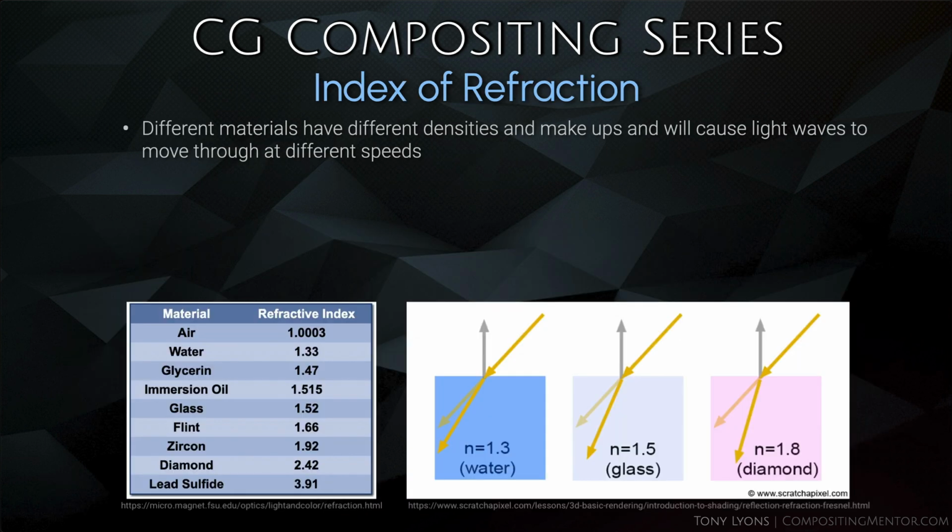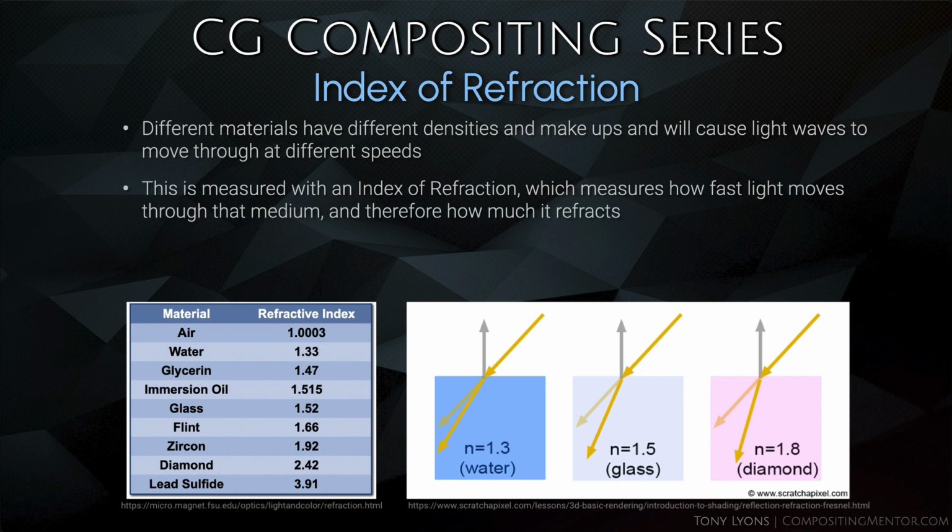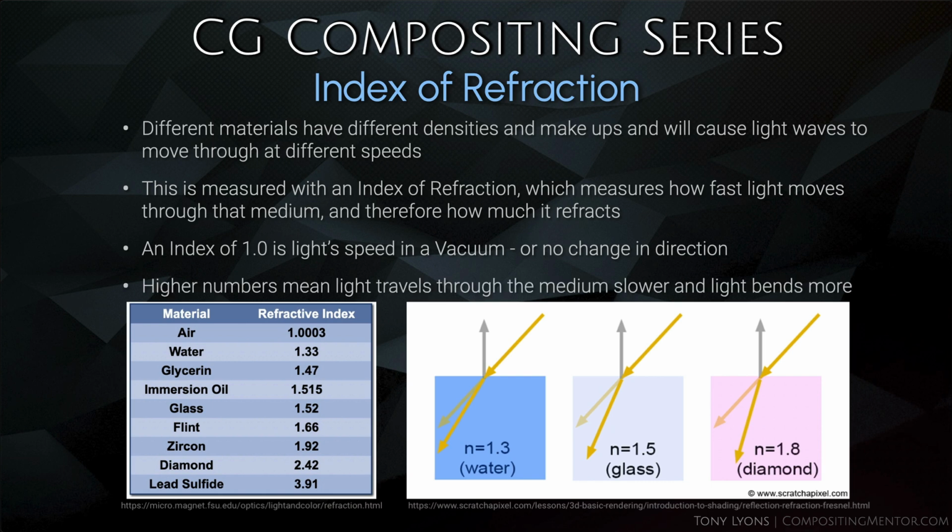Let's talk about index of refraction. Different materials have different densities and makeups, and that will cause light waves to move through at different speeds, as we mentioned before. This is measured scientifically with an index of refraction, which measures how fast light moves through that medium, and therefore how much it will refract. An index of 1 is the light's speed in a vacuum, or no change in direction at all. And higher numbers mean light travels through that medium slower and the light will bend more.